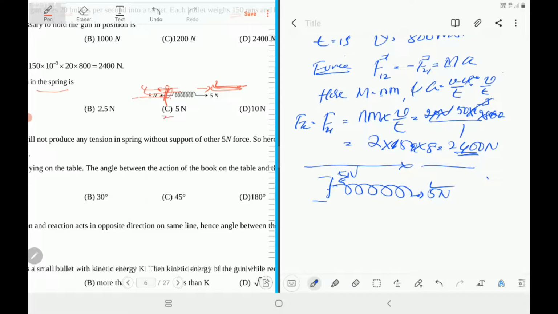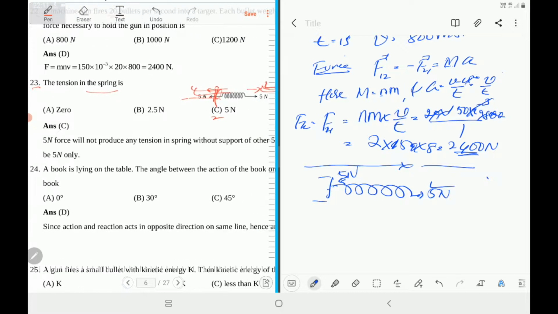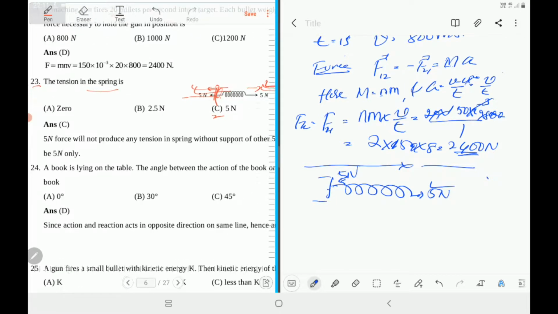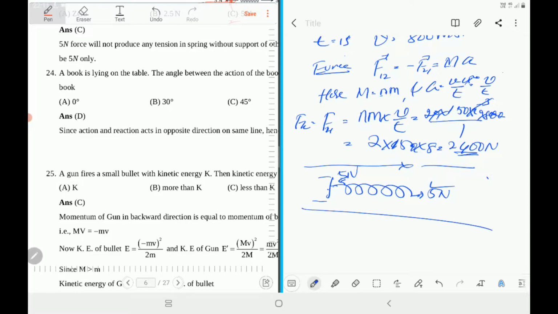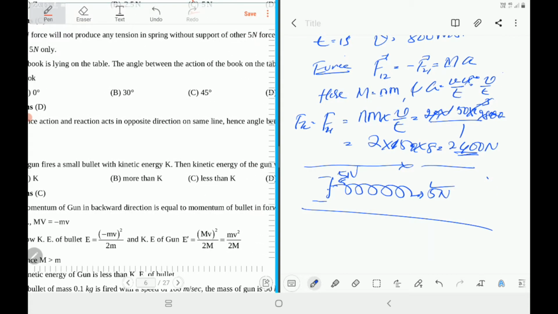That's why it is option C. Very simple. Okay. Now 24th. Again on action-reaction pair. We'll read the problem first. A book is lying on a table.